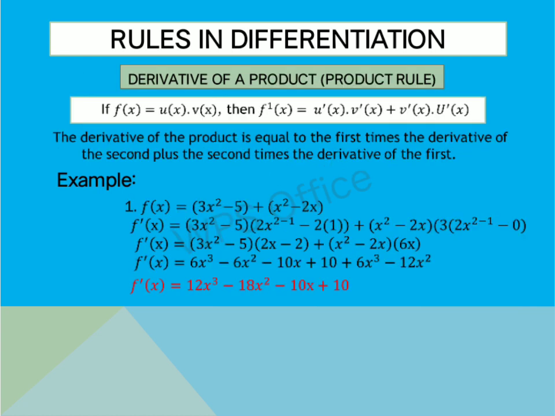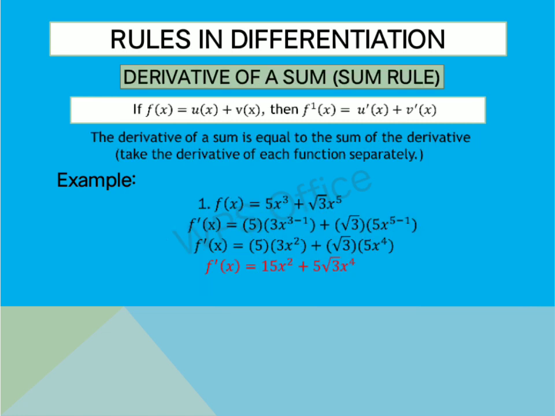Next, we have the product rule. The derivative of the product is equal to the first times the derivative of the second plus the second times the derivative of the first. Next, we have the sum rule. The derivative of a sum is equal to the sum of the derivatives. Take the derivative of each function separately.